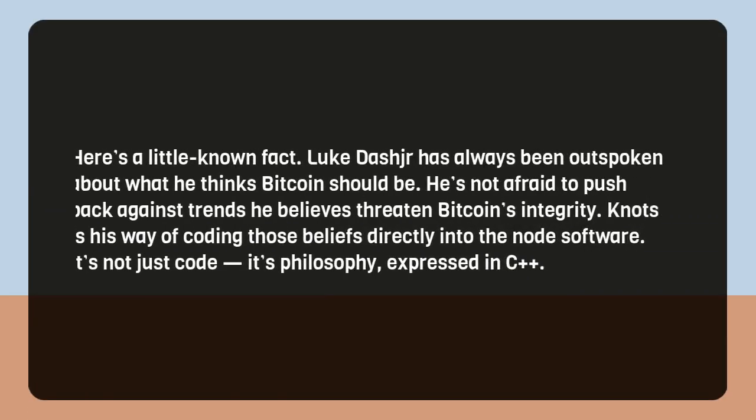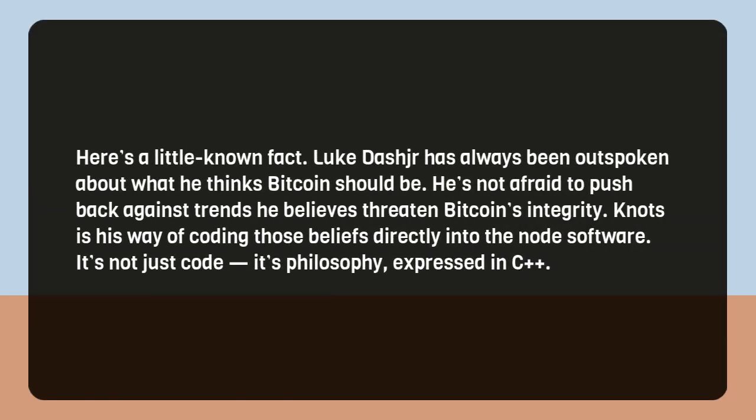Here's a little-known fact. Luke Dashjr has always been outspoken about what he thinks Bitcoin should be. He's not afraid to push back against trends he believes threaten Bitcoin's integrity. Knots is his way of coding those beliefs directly into the node software. It's not just code. It's philosophy expressed in C++.